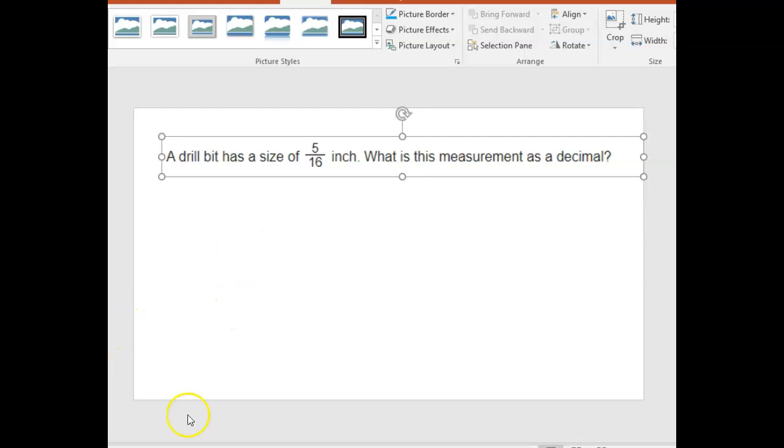Okay, so first we need to take our numerator, 5, and what I say is our numerator goes in the house, okay? So 5 is in the house. Our denominator goes outside the house.